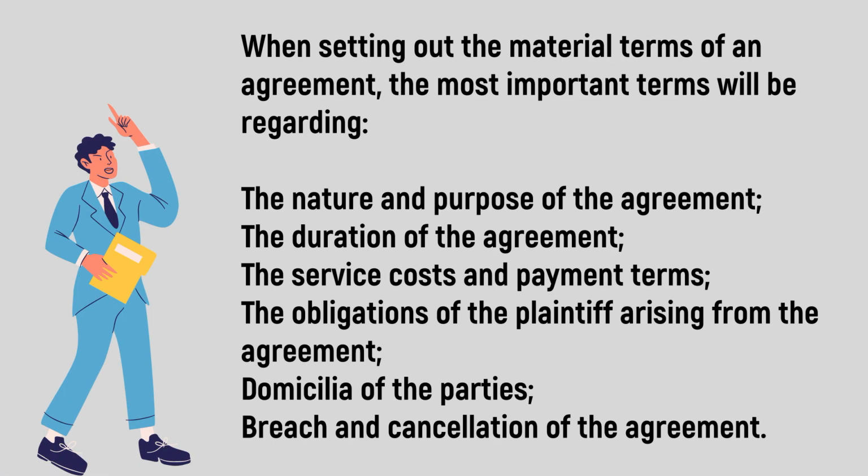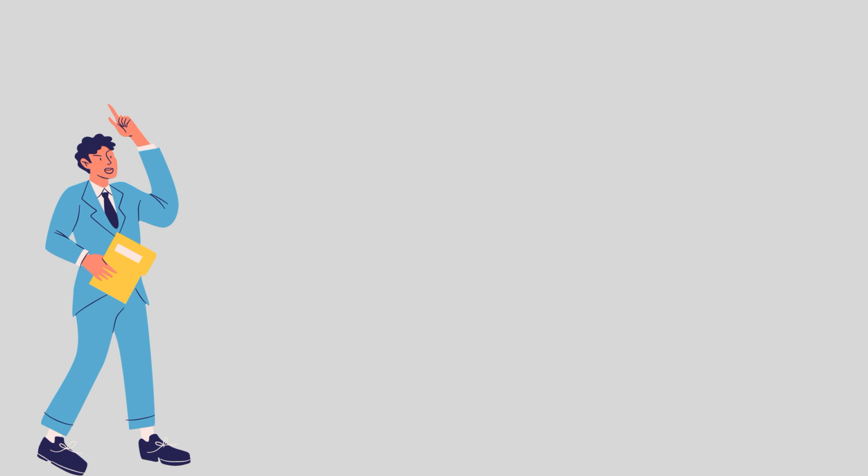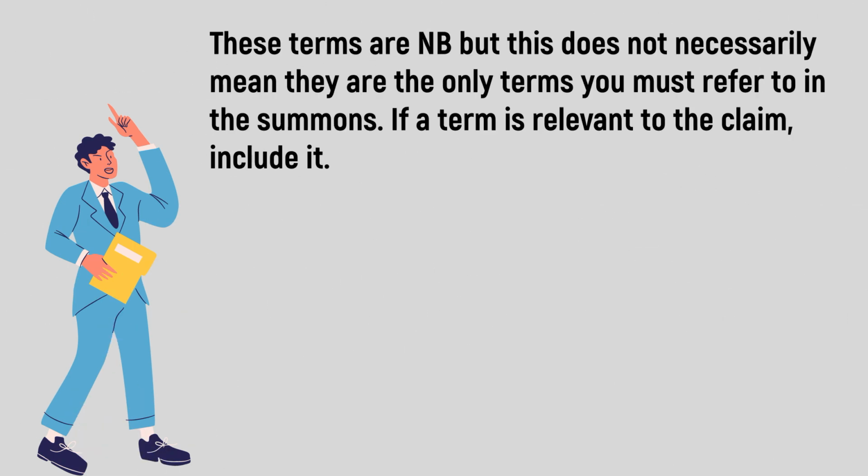We will set out the material terms and conditions of the agreement from paragraph 5.1 onwards. As I'm making up the facts here, the material terms and conditions of our agreement will not be extensive. When setting out the material terms of the agreement, the most important terms will be regarding the nature and purpose of the agreement, the duration of the agreement, the service costs and payment terms, the obligations of the plaintiff arising from the agreement, domicilia of the parties, breach and cancellation of the agreement. Terms pertaining to the above are the most important.